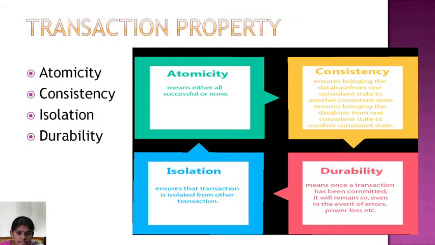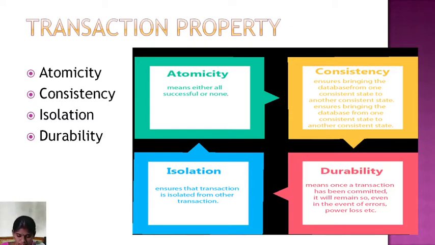Next one is transaction properties. So what does property mean? If you are making some operations on a database, we must follow these four properties. The database must execute these four properties. They are atomicity, consistency, isolation and durability. So what does atomicity mean? It means either all successful or none. That is, there is a consistent state.